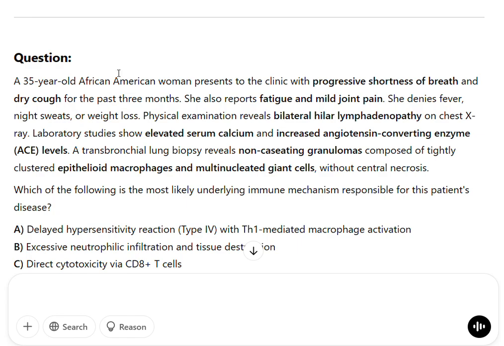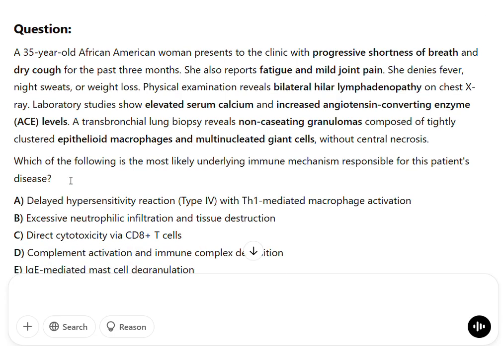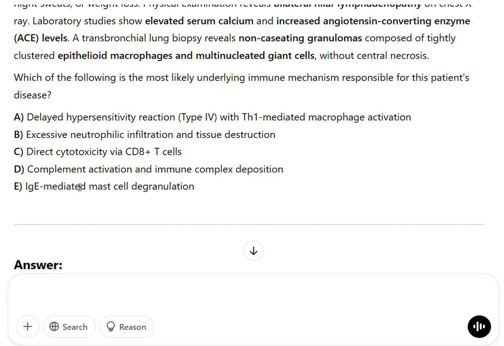Which of the following is the most likely underlying immune mechanism responsible for this patient's disease? A. Delayed hypersensitivity reaction, type 4, with Th1-mediated macrophage activation. B. Excessive neutrophilic infiltration and tissue destruction. C. Direct cytotoxicity via CD8+ T cells. D. Complement activation and immune complex deposition. E. IgE-mediated mast cell degranulation.